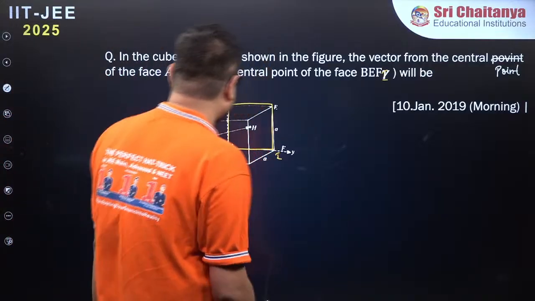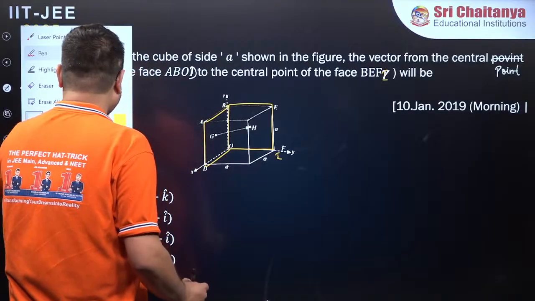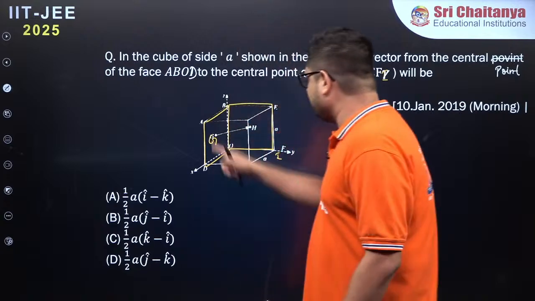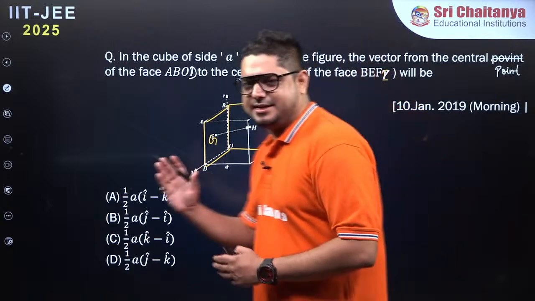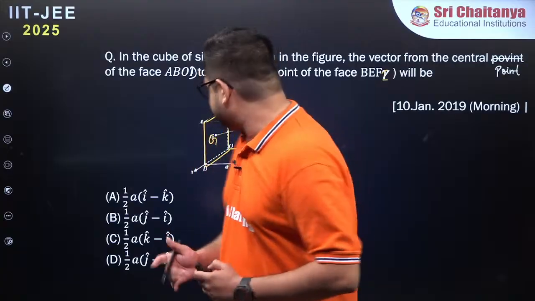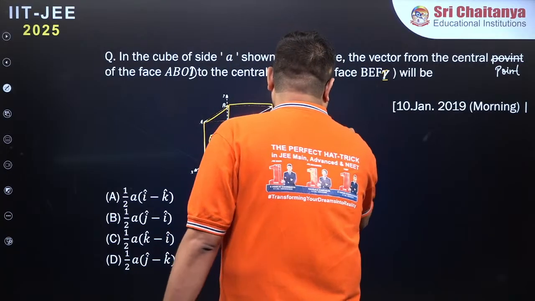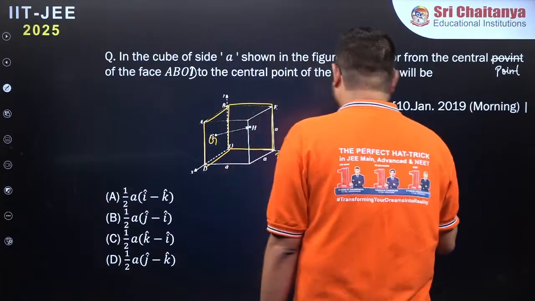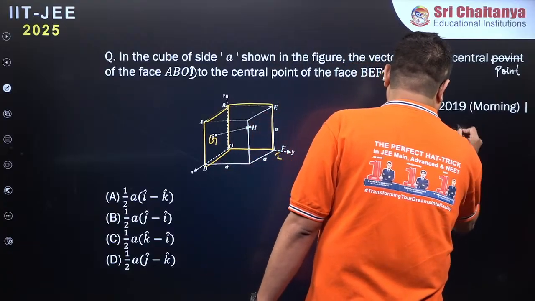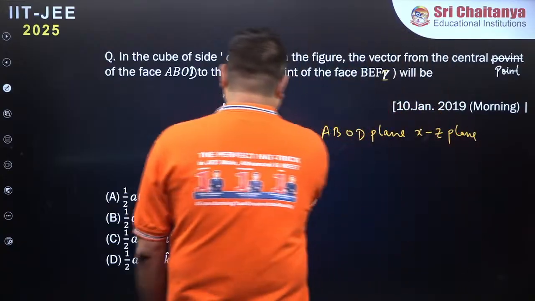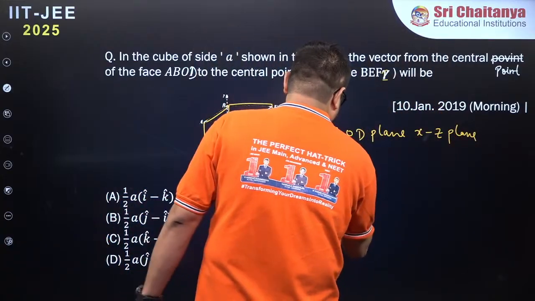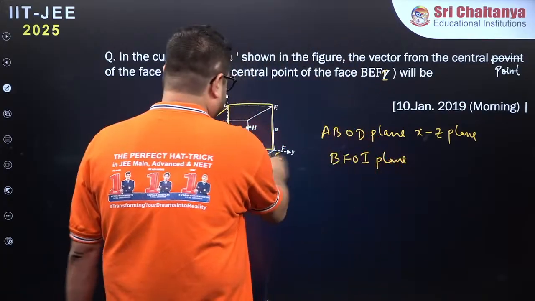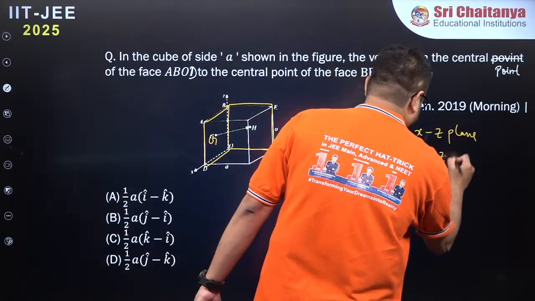So what do you think it's going to be? You can see that the vector which is being represented over here, this G point lies on this ABOD plane, isn't it? This ABOD plane is actually the XZ plane, that is your XZ plane. Similarly, if I say about this BFOI plane, can you identify the plane, everyone? This lies in the YZ plane.